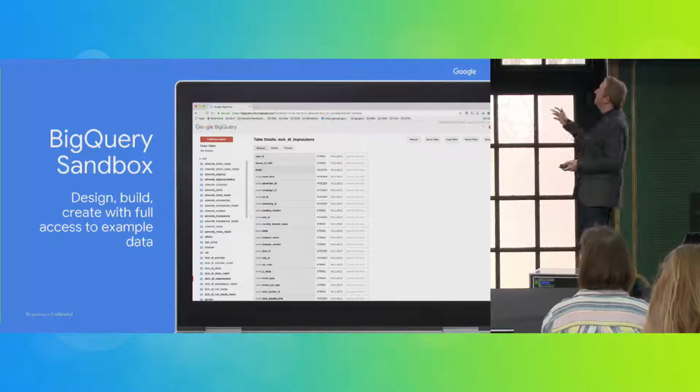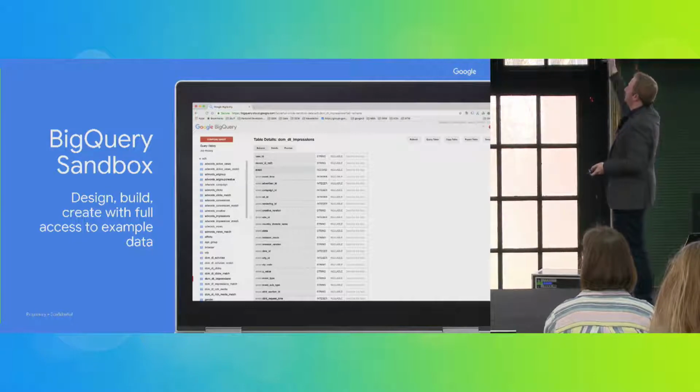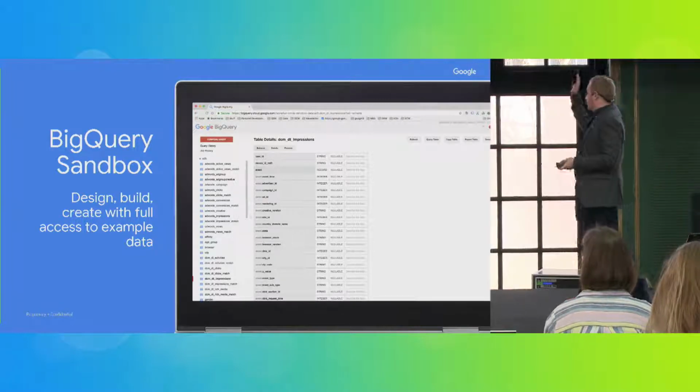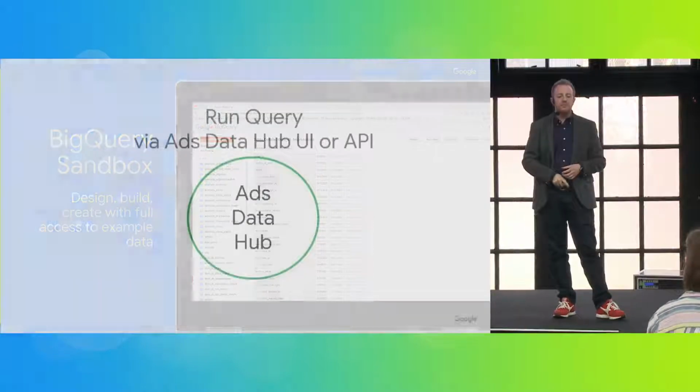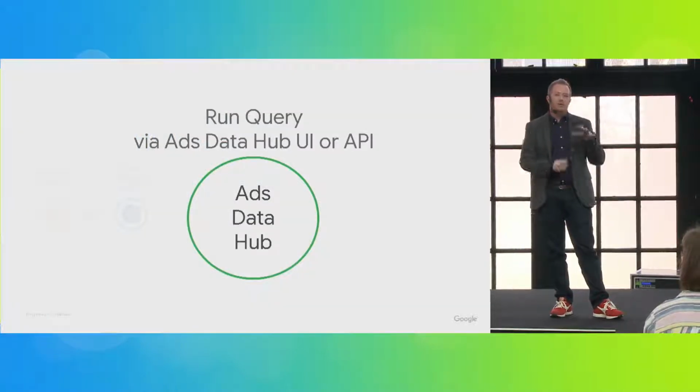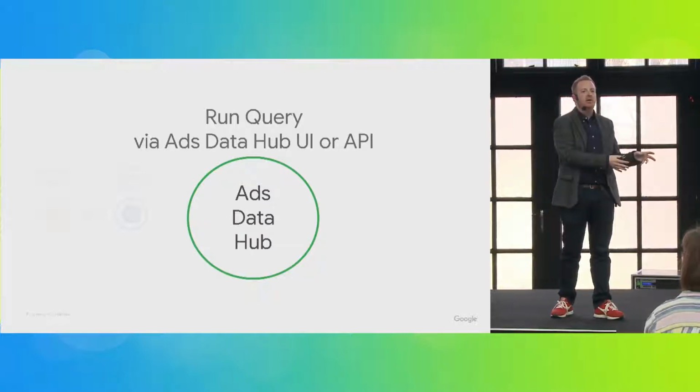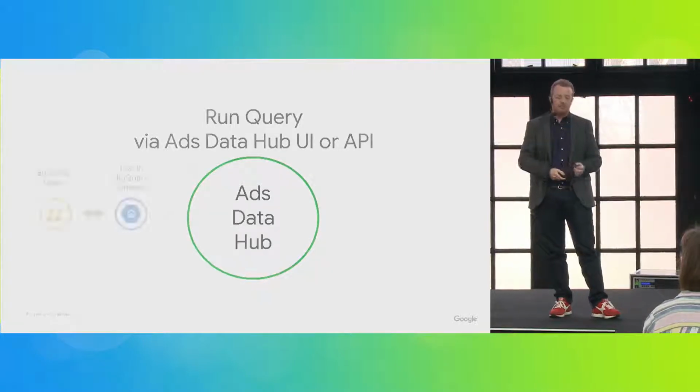So here's an example. We can see inside we've got the user ID field, device ID field, and then we've got all the normal fields that we would expect to see inside Campaign Manager data. When you've then got a query that you're happy with running on the sample data, it's then time to bring it into Ads Data Hub.